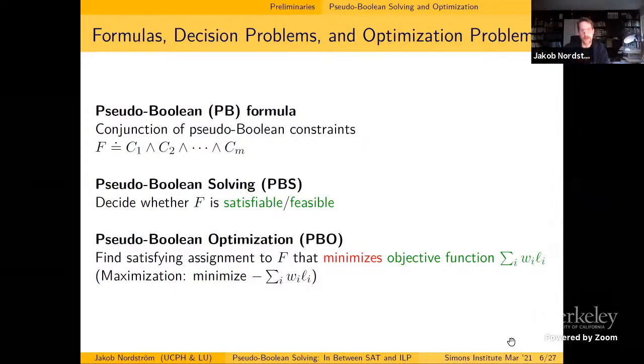So then the problem becomes that you want to find a satisfying assignment to f, and among all such assignments, you want to minimize the objective. So that's the setting. That's the problem that we want to understand.